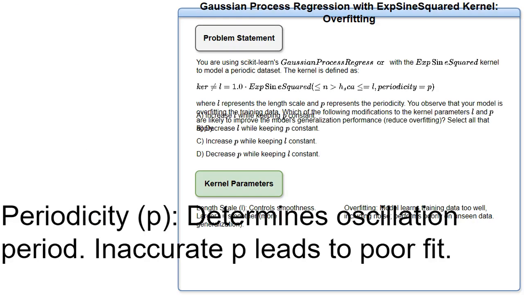The periodicity, P, parameter determines the period of the repeating pattern. If P is inaccurate, my model will fit poorly. Getting the periodicity right is crucial for accuracy.